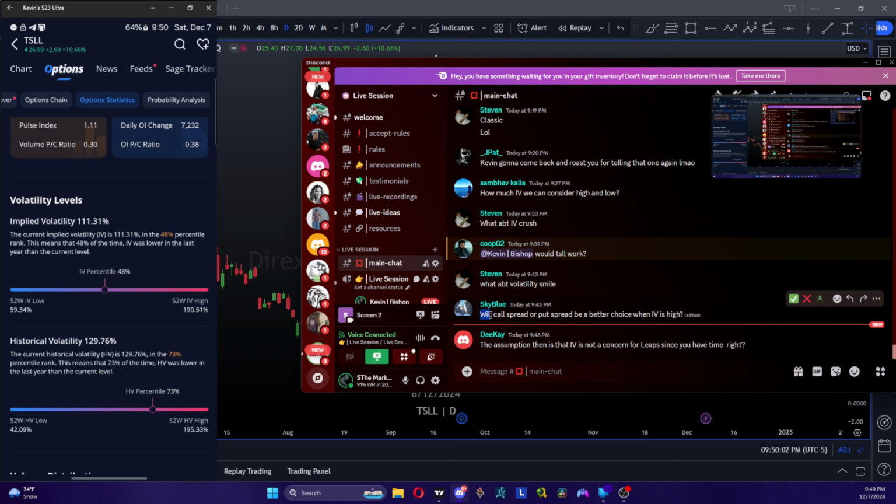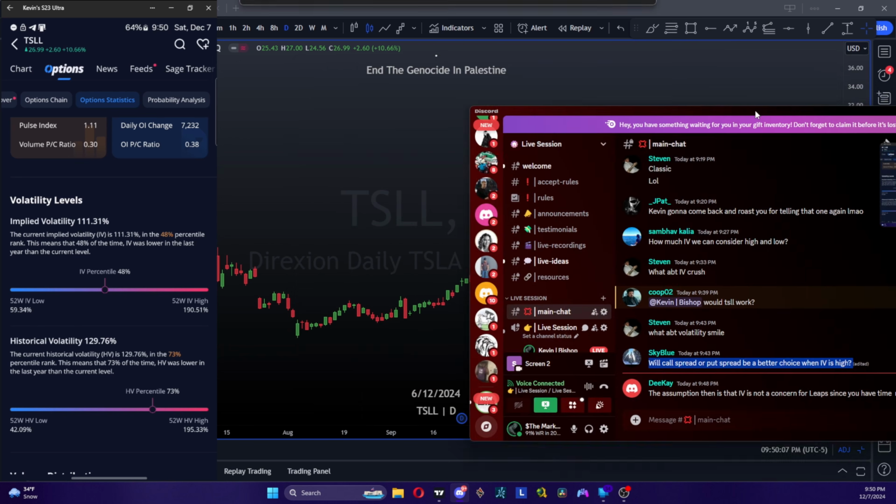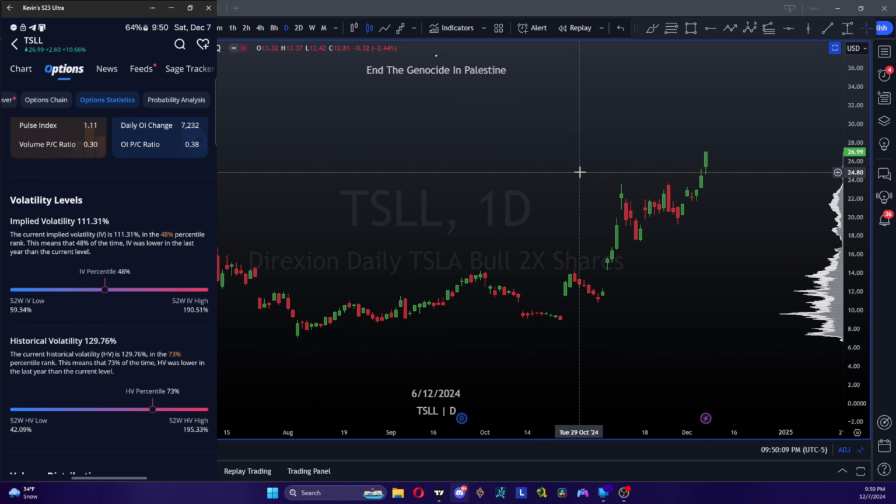This is a really great question. I'm really glad you asked, Sky Blue. Will call spreads or put spreads be a better choice when IV is high? Basically, I guess you're asking about put credit spreads and call credit spreads.